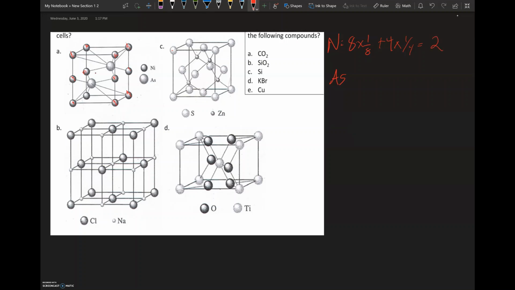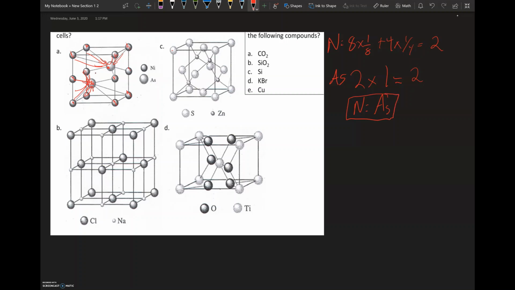Now arsenic is found here and here, and we have to use the lines that are drawn here. If you notice, all these lines are pointing inwards. Same thing for the other. So they're all pointing inside. That means that there are 2 arsenics, and the value of them is 1 because they're found in the center. So that gives you 2. So the empirical formula, remember, is the simplest whole number mole ratio. So we're going to simplify that to just 1 and 1. So the formula for letter A is nickel arsenide.